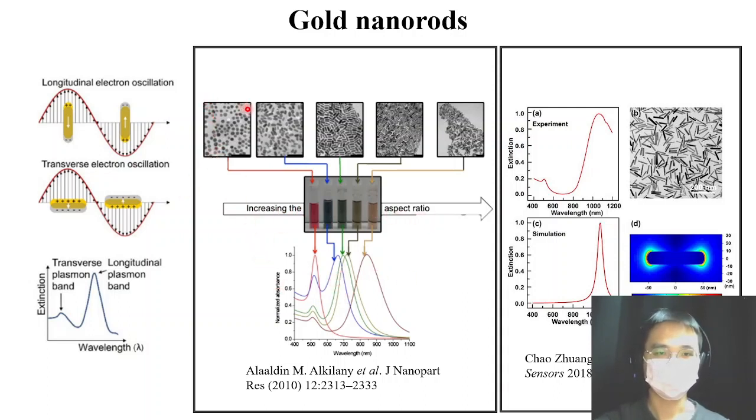In the first one, this is a gold nanoparticle, and we can see the peak here. As the aspect ratio gets bigger and bigger, the rod is longer and longer, and we will have two peaks here, the first one and the second one. And here is the simulation. This one is the experiment, and this one is the simulation. We can see the strongest electric field here.